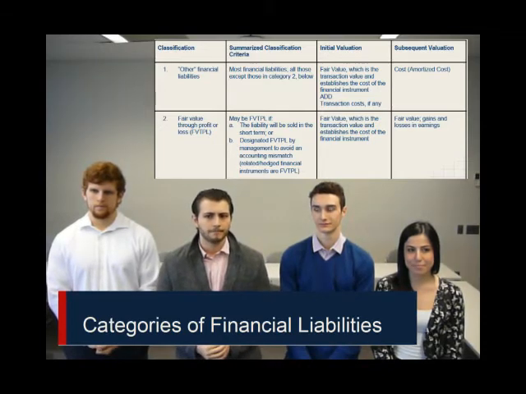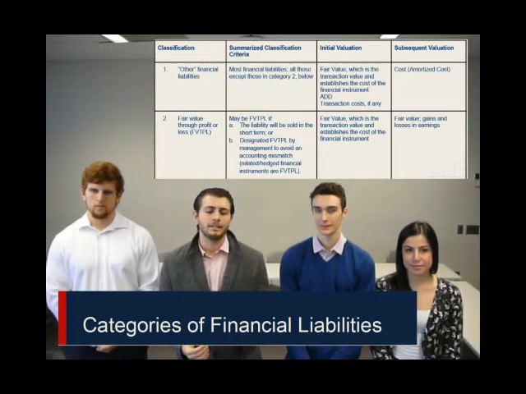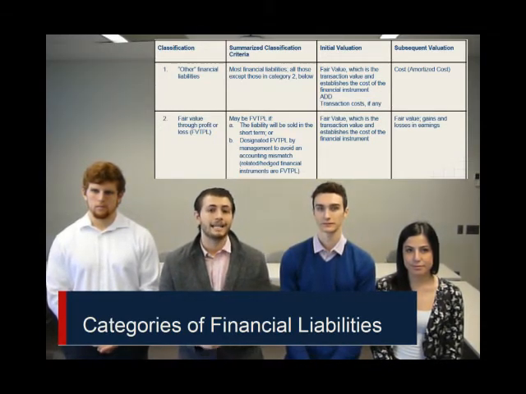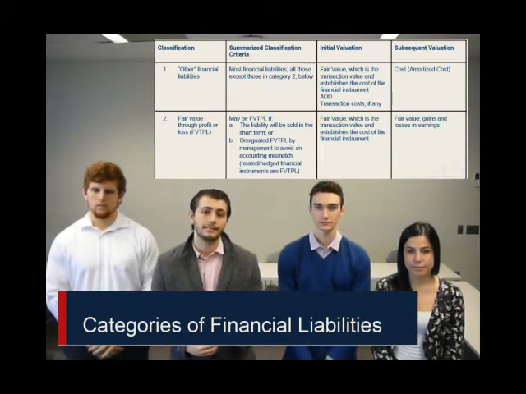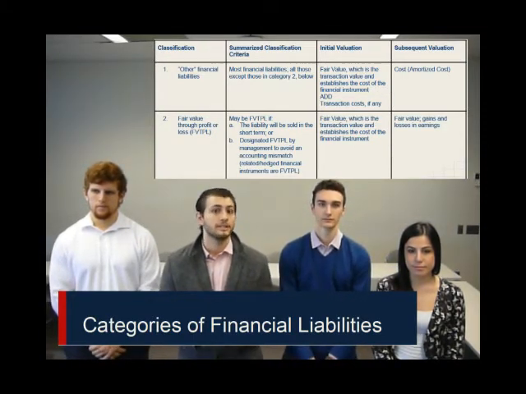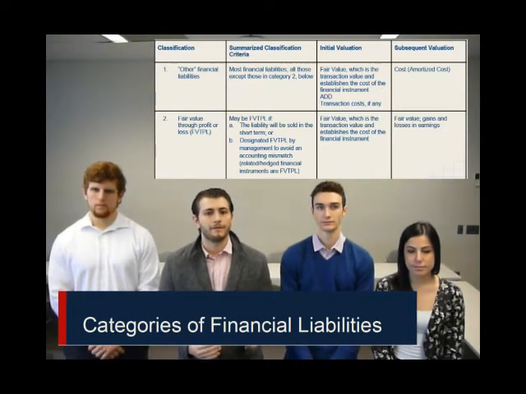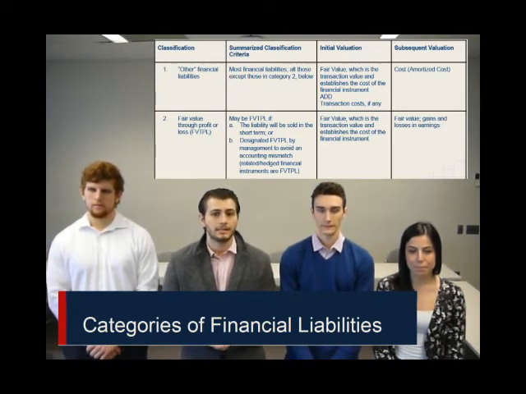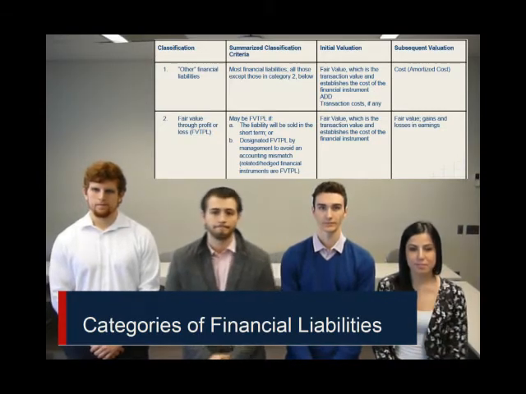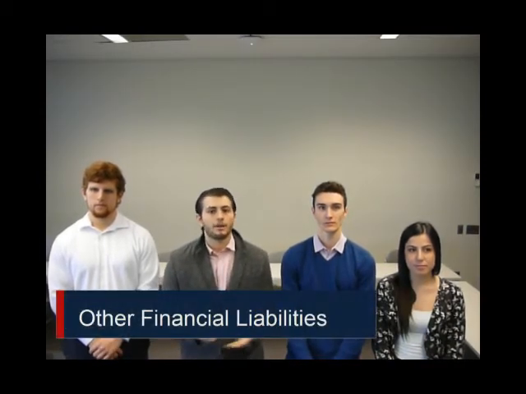So what's the initial valuation? It's initially valued at transaction value, and any costs are not capitalized. Instead they're expensed, which is the difference between the first classification. The subsequent valuation would be all of the fair value changes go through gains and losses in the statement of profit and loss. So what are other financial liabilities?